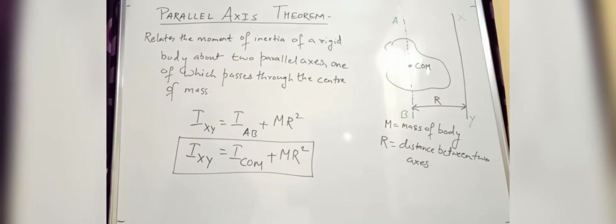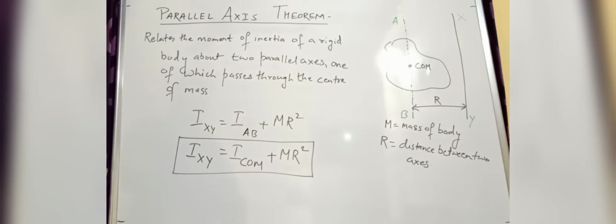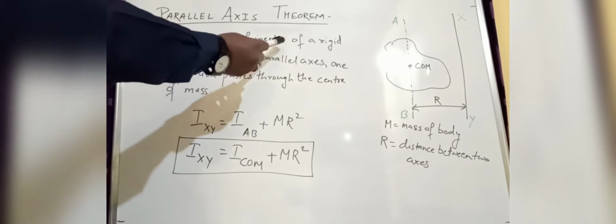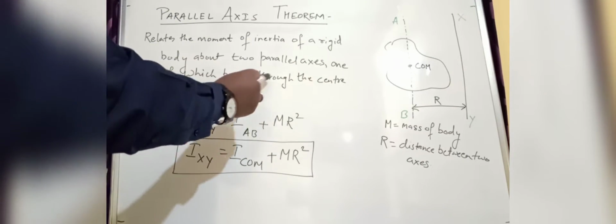Alright, so today in quick recap series we will study about the parallel axis theorem. Parallel axis theorem basically, what does this mean? It basically relates the moment of inertia of a rigid body about two parallel axes, one of which passes through the center of mass.